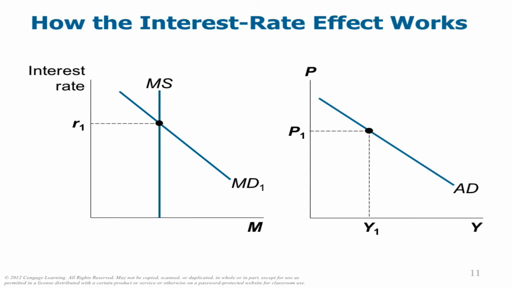Okay. So now look, it's two different graphs. Do you see that the graphs are graphing different things? Yes. The graph on the left is the money market. The graph on the right is aggregate demand.